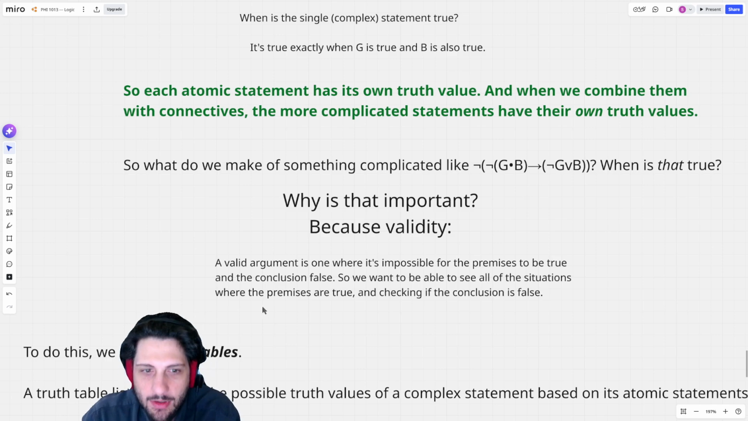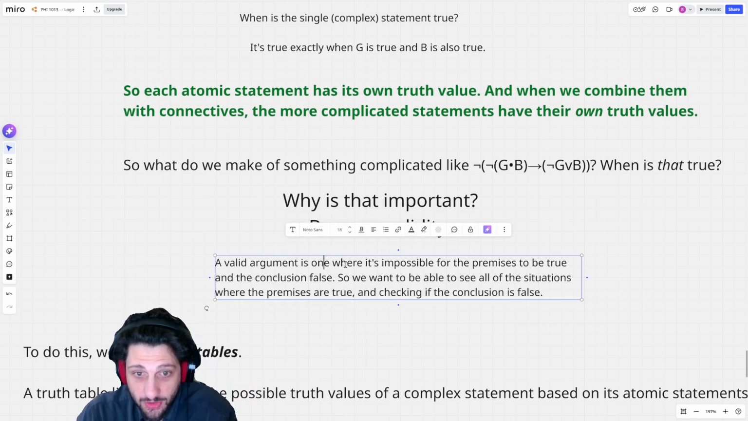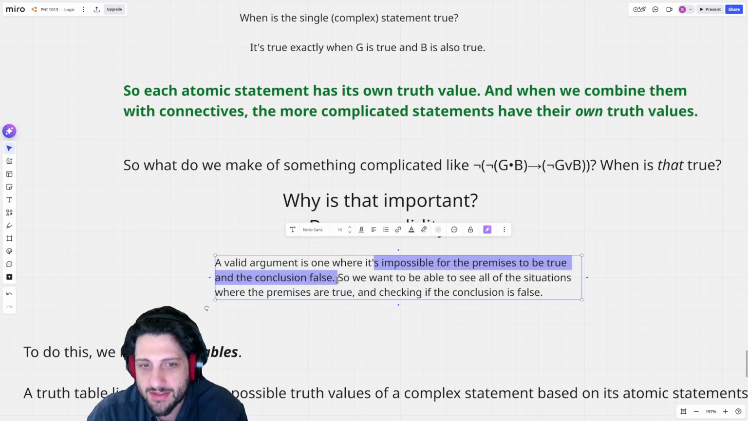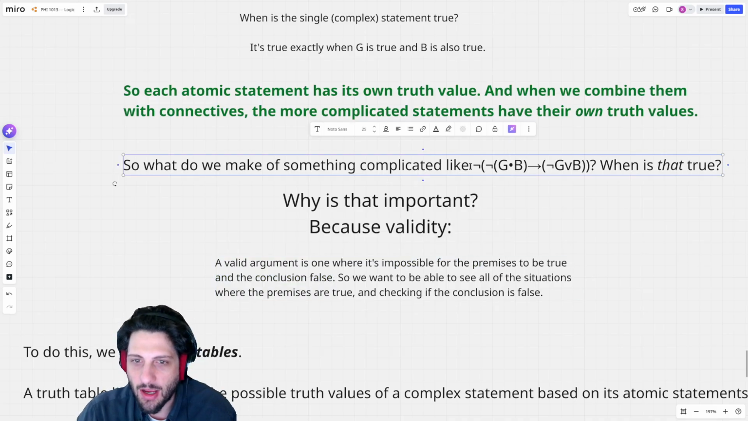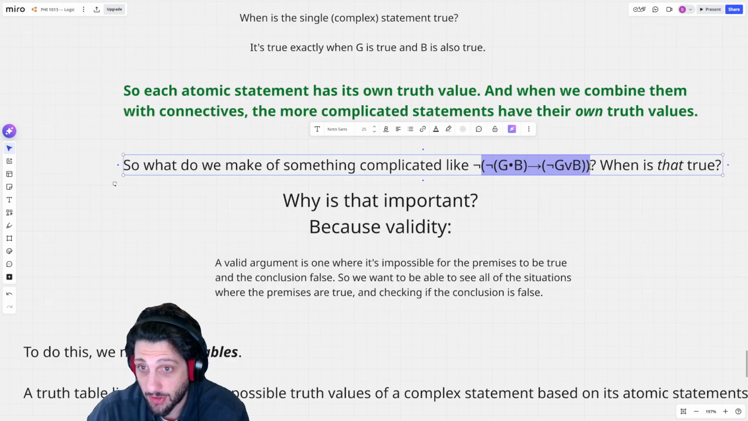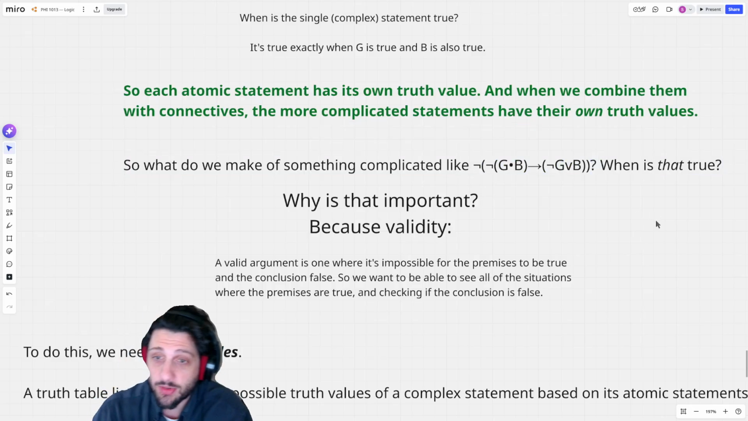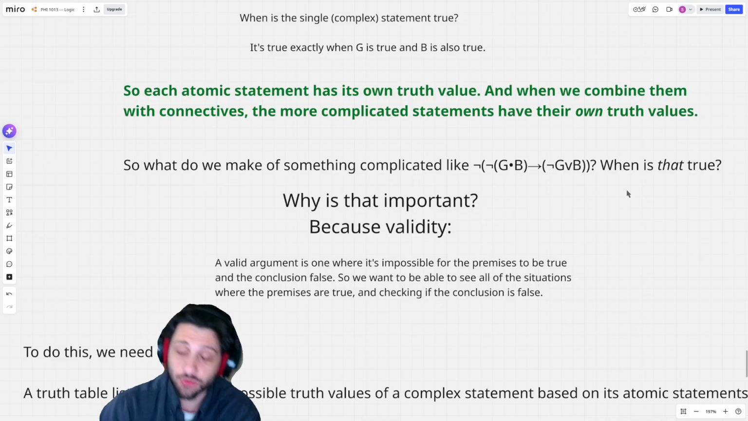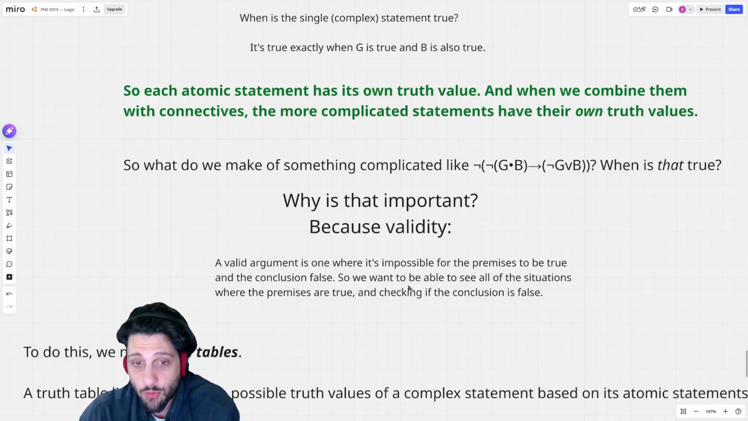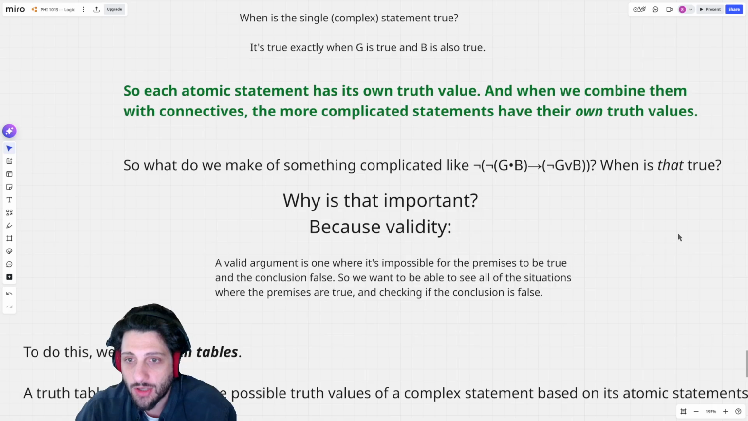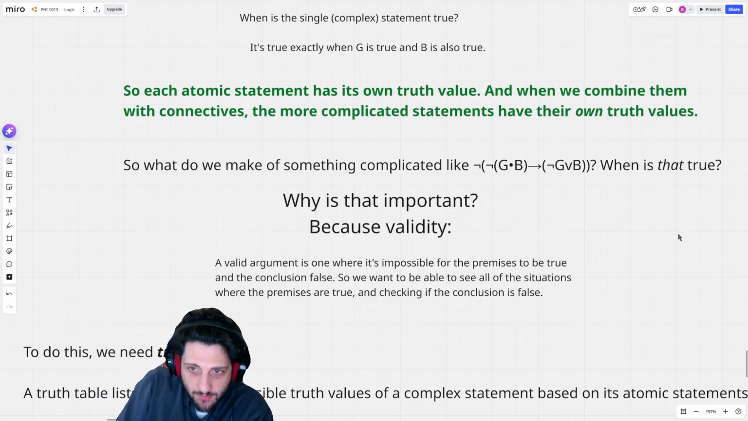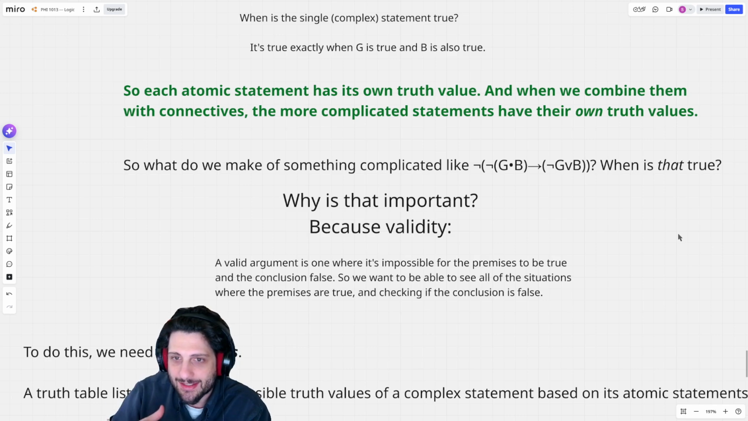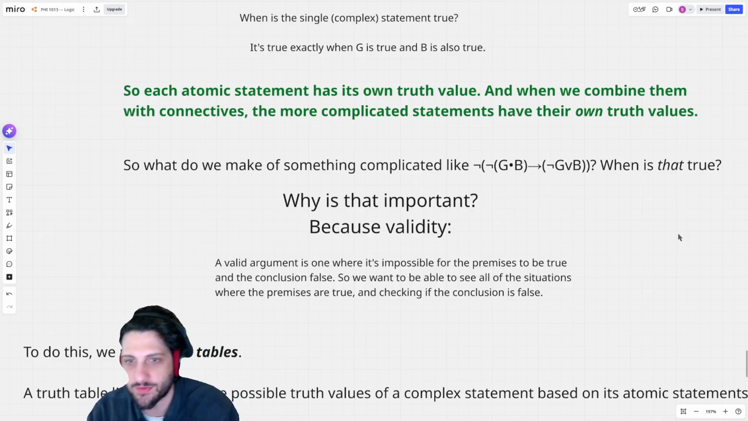But remember, validity is just an argument where it's impossible for the premises to be true and the conclusion false. So if this is one of our premises for an argument, and we have another premise that's similarly complicated and a conclusion that is also complicated, then we want to be able to see when it is that these premises are true and the conclusion false. Is there any case where we can get away with true premises and a false conclusion? Because that would be bad news for that argument.